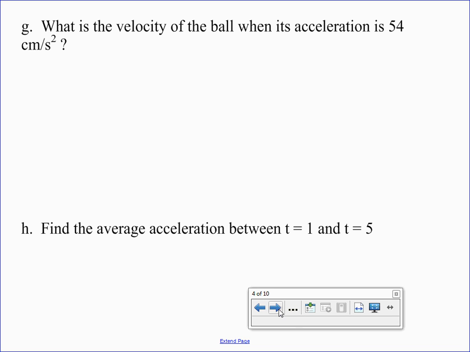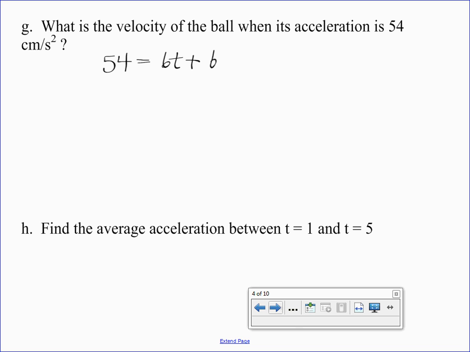What is the velocity of the ball when its acceleration is 54? So very similar question to what we did before. This time we're going to use our acceleration and make it equal to our acceleration expression to find the time when that happens. So if the acceleration is 54, when does that happen?